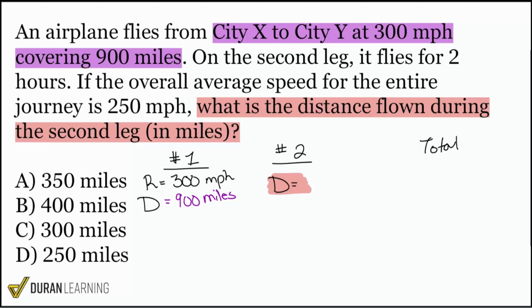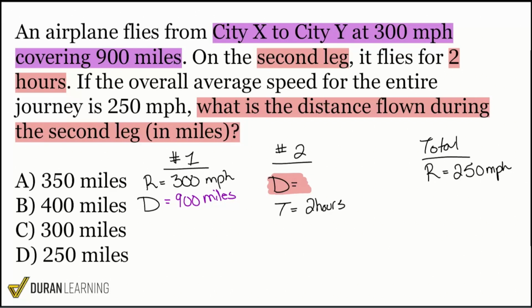That's all the information we have for the second leg. For the second leg, 2 hours is the trip. That's all we're given in that sentence. So let me write that down. T equals 2 hours. That's not the first leg, that's the second leg. Then we're given in the next sentence that the overall average speed for the entire journey is 250 miles per hour. Okay, sounds good. So the total rate or the overall rate for the trip is 250 miles per hour.